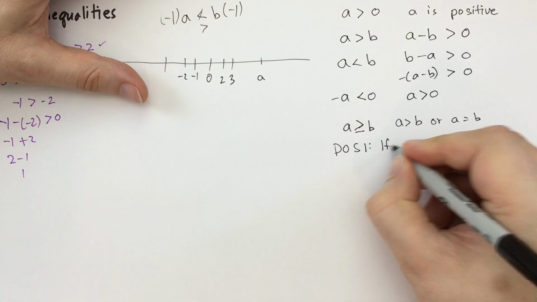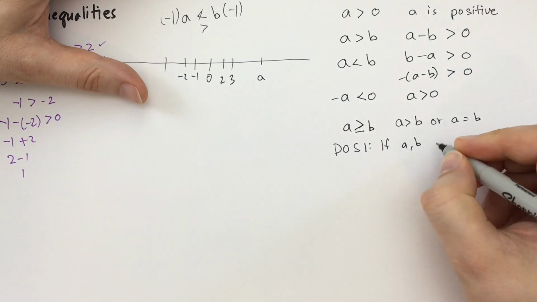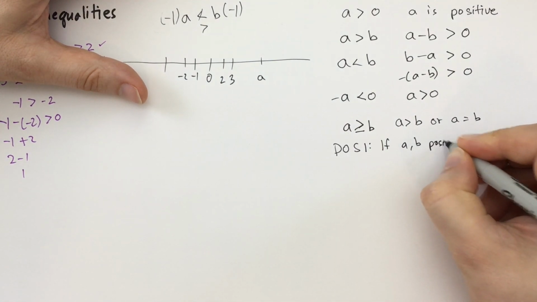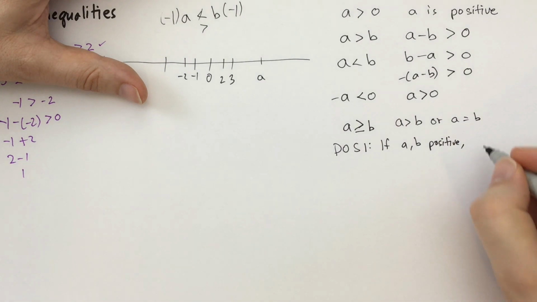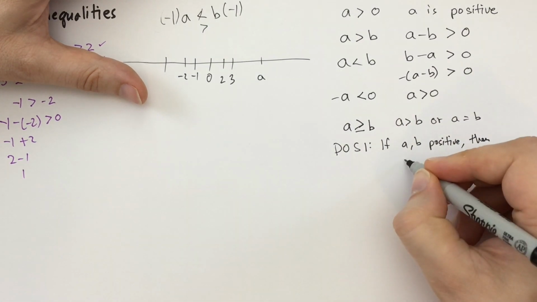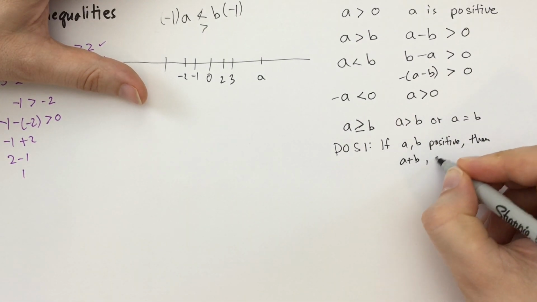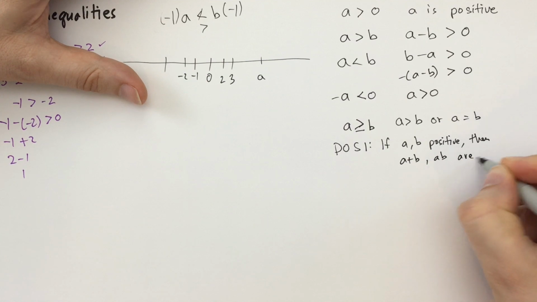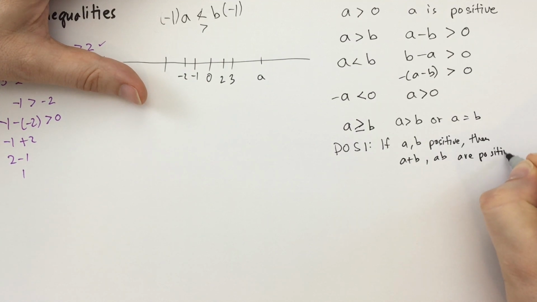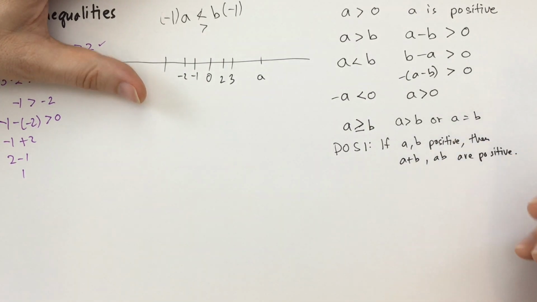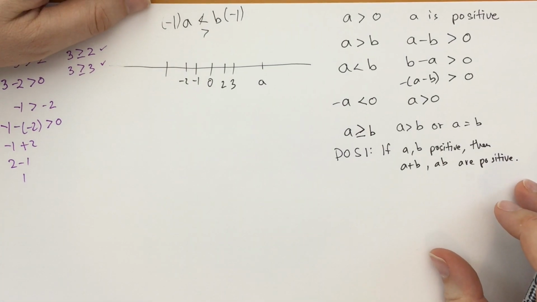Pos 1: if A and B are positive, then A plus B is positive and A times B is positive. So Pos 1 says that if you add or multiply positive numbers, you'll get another positive number back.